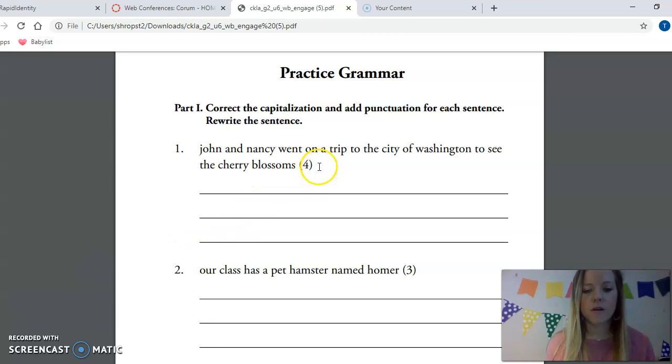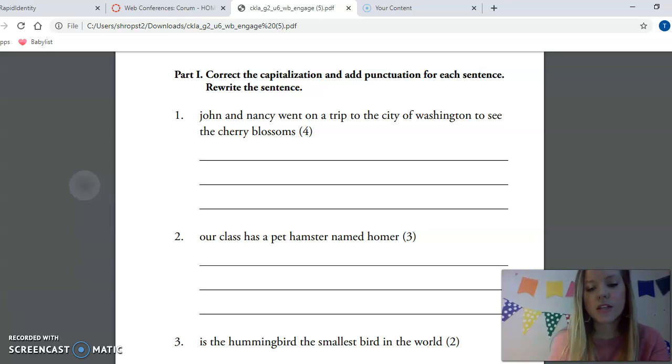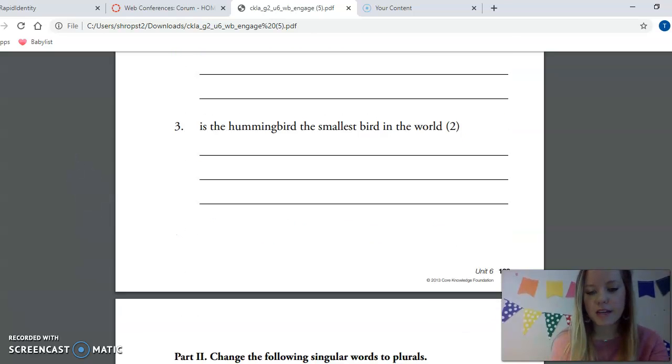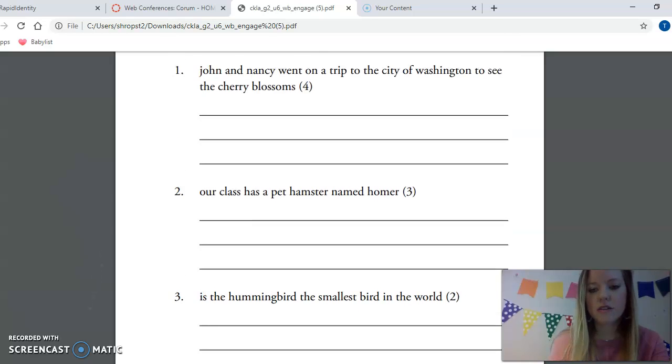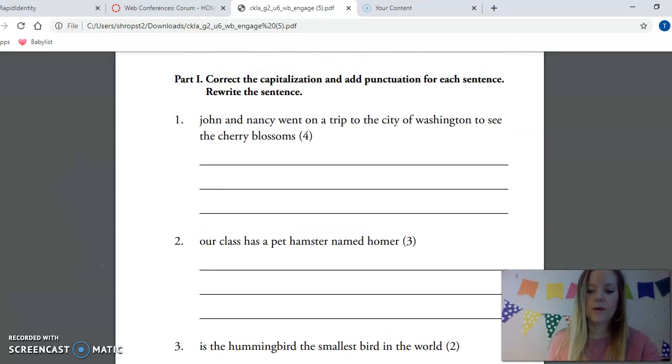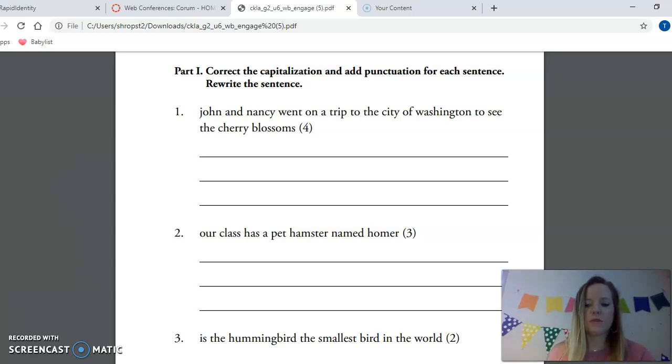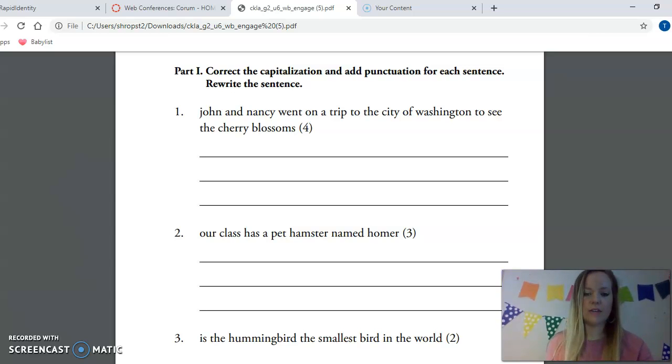As we remember before we got out of school, the numbers in the parentheses represent how many mistakes you should find. So you should be looking for 2 mistakes, 3 mistakes, 4 mistakes. Let's look at number 1, and we know that we're looking for 4 mistakes. John and Nancy went on a trip to the city of Washington to see the cherry blossoms. What are some things that you notice right off the bat? We know we're looking for 4 things that need to be fixed.